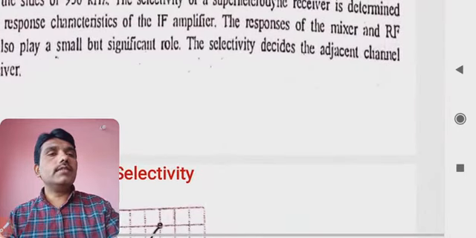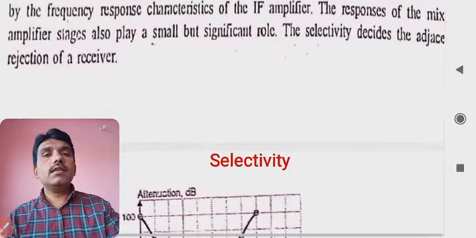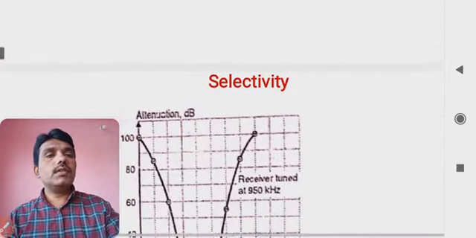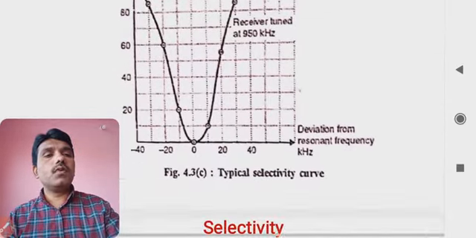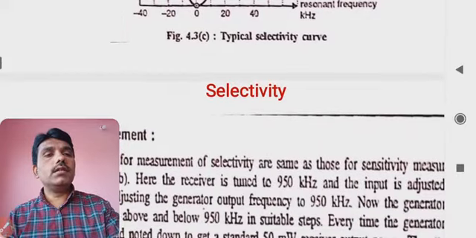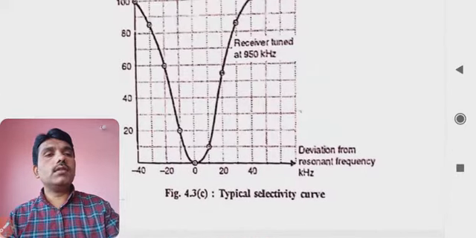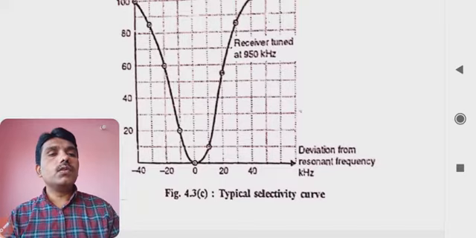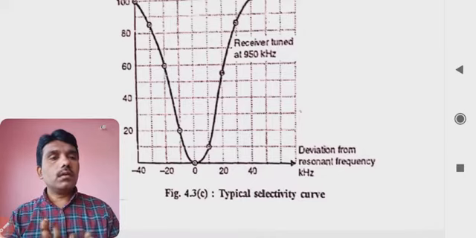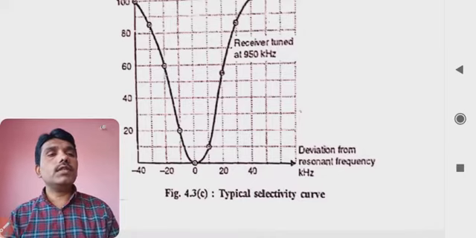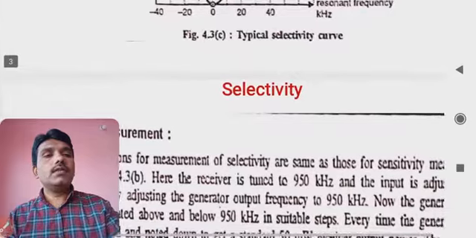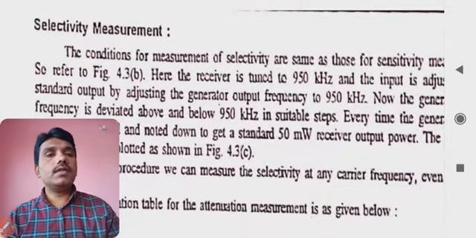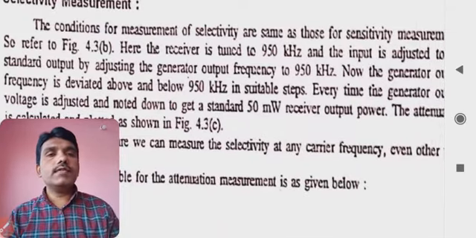The selectivity decides the adjacent channel rejection of the receiver. Here it is tuned for 950. The graph shows that with the receiver tuned at 950, the rejection near 950 is maximum across the different ranges. The measurement conditions for selectivity are the same as for sensitivity, as shown.